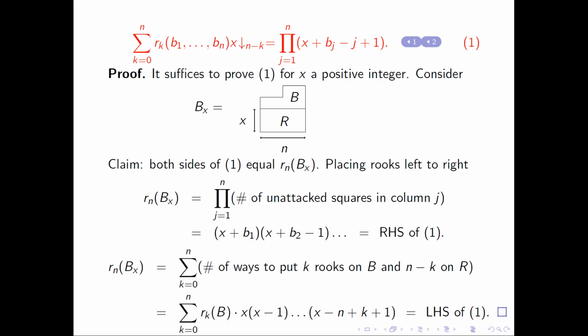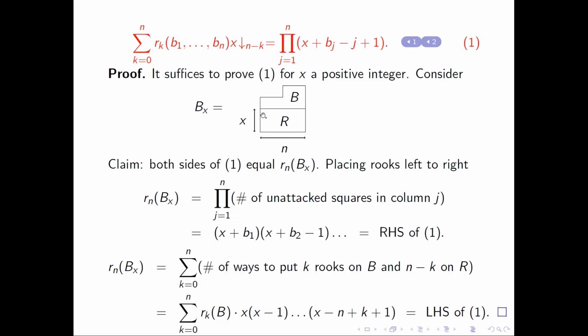And the way that we did it is we made this board b sub x for x a positive integer, and we appended this little rectangle that was x by n on the bottom. Remember, the board B is literally this vector right here, B1 through Bn. That's why the dimension here is n. And the number of cells in this Ferrers board weakly increases from left to right, which is why the picture looks roughly like it does here. And then what we did is we simply counted the number of ways to place n rooks on this board in two ways.